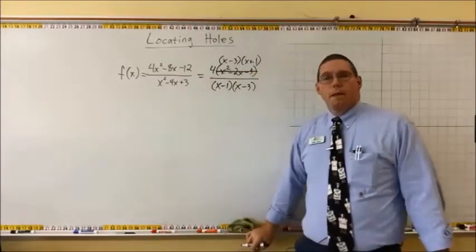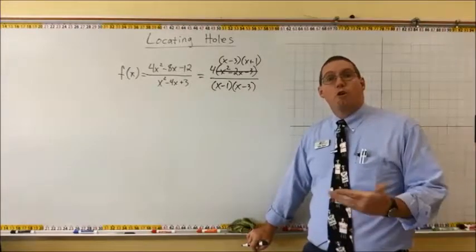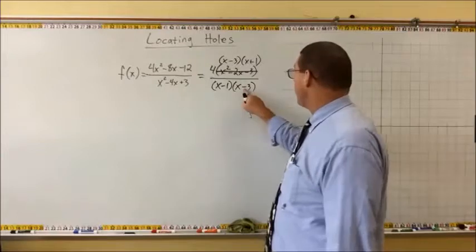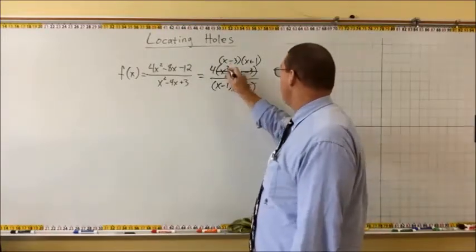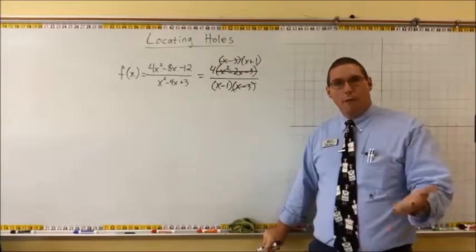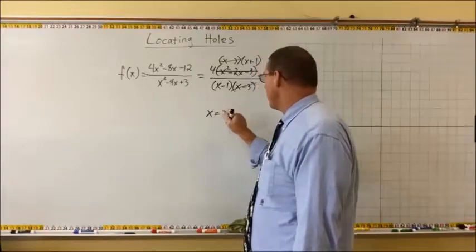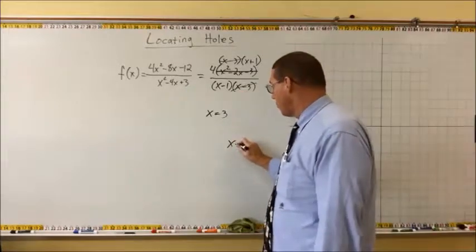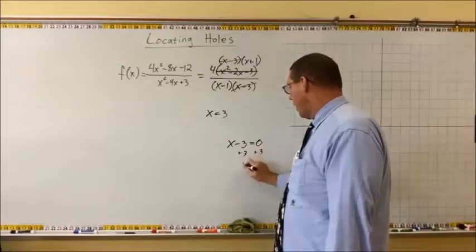Now that we have factored the numerator and the denominator, we can cross out any matching binomials. And you'll see here, we've got an x minus 3 here and an x minus 3 here. So we're going to cross those out. Now what does that mean? What does that tell us about the hole? That tells us that there is a hole at x equals 3. Because if we take the factor that was crossed out, x minus 3, set it equal to 0, and then solve, we would get x equals 3.